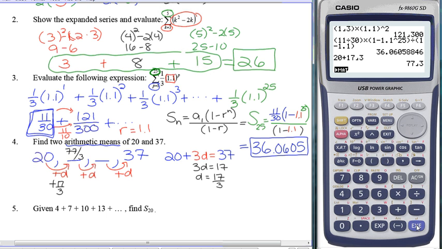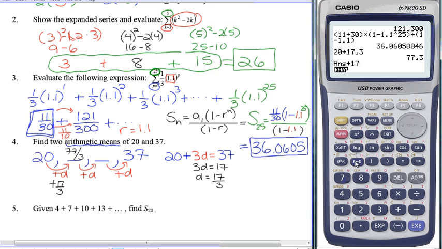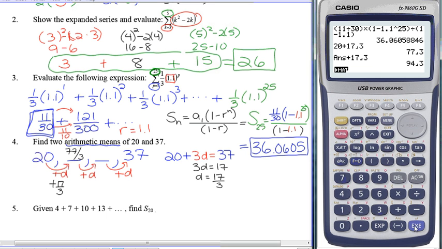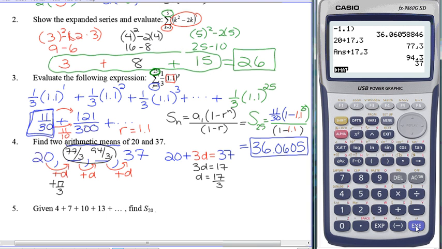So there's my first arithmetic mean, 77/3. And then I'm going to add again 17/3, which gives me 94/3 as my second arithmetic mean. So those are my 2 answers. Whenever I'm doing means, I always think it's a good idea to just double check. If I add another 17/3, does that get me to 37? And you can see on my calculator, I added again and I got 37. So I know my means worked out.